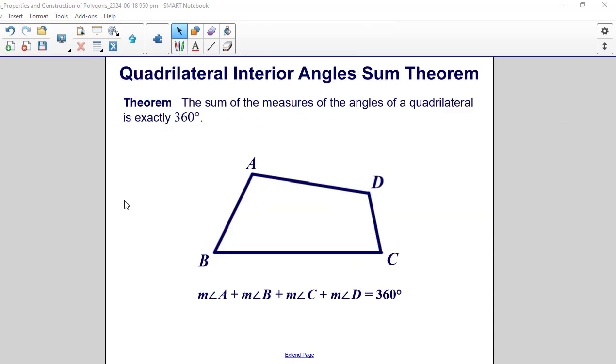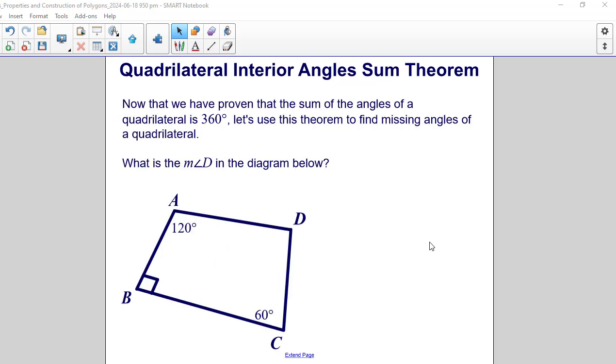The quadrilateral interior angles sum theorem. The theorem states that the sum of the measures of the angles of a quadrilateral is exactly 360 degrees. In other words, for any quadrilateral, if you add up the four angles, the sum will always be 360 degrees with no exception. Algebraically, in the terms of a formula, we can write the quadrilateral interior angle sum theorem this way: the measure of angle A plus the measure of angle B plus the measure of angle C plus the measure of angle D is equal to 360 degrees.